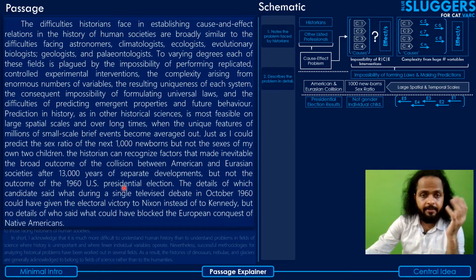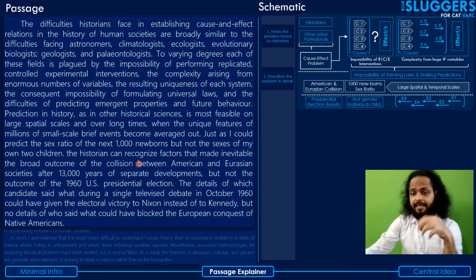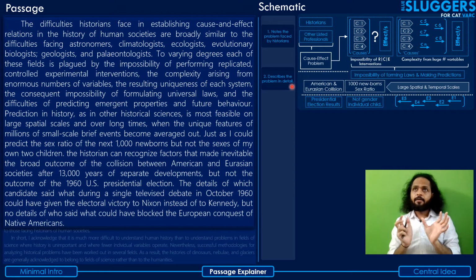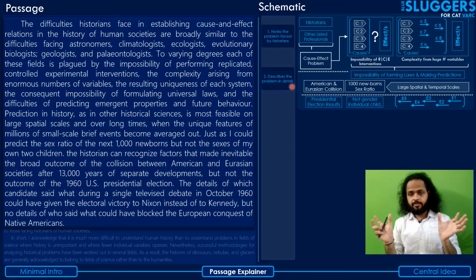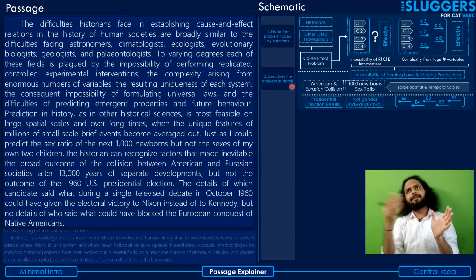Like he gives the example that they might be in a position to figure out what were the factors that made inevitable the clash between the American and European societies after they developed separately for around 13,000 years. So they can probably predict that this was something that was definitely going to happen, right? It was inevitable. And what would that lead to? On a large scale, they can say that it might lead to millions of deaths and maybe some revolutions, etc., etc.